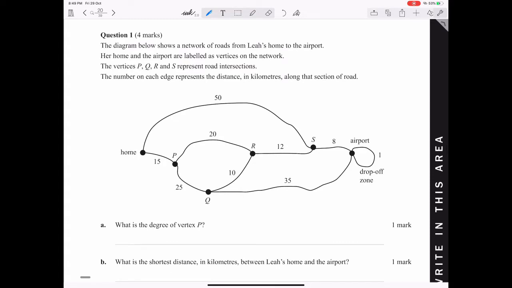So to work out the degree of vertex P, we calculate the number of edges that are connected to P. So that's one edge over here, two edges over here, three edges over here. So the degree of vertex P is 3.